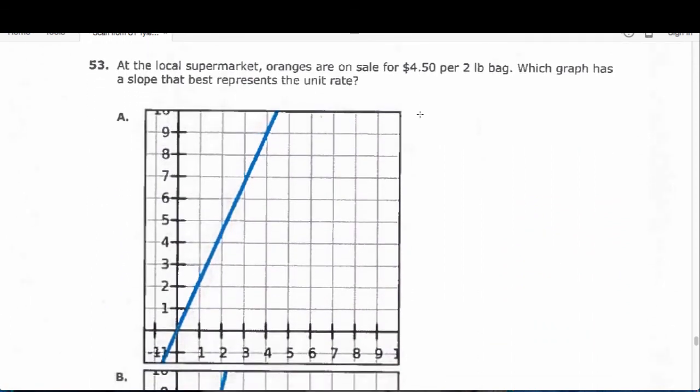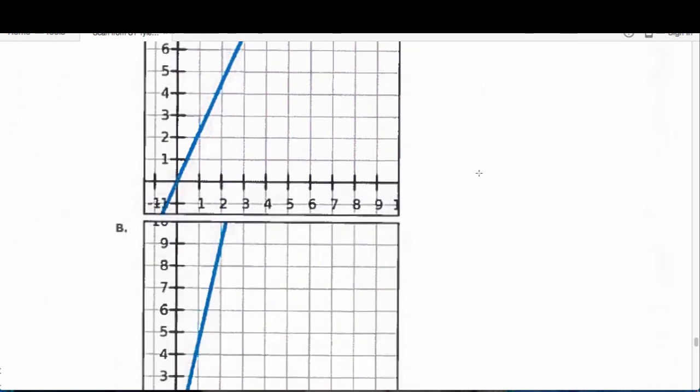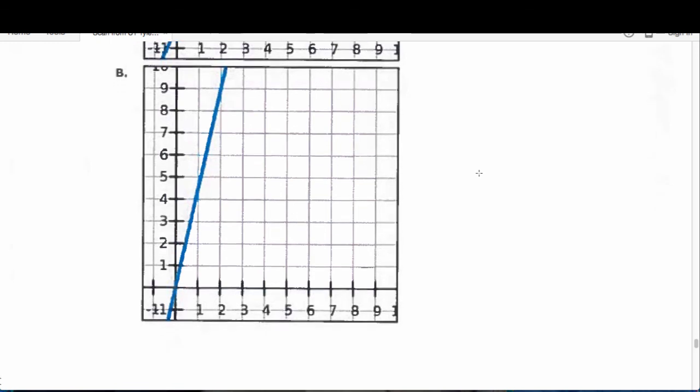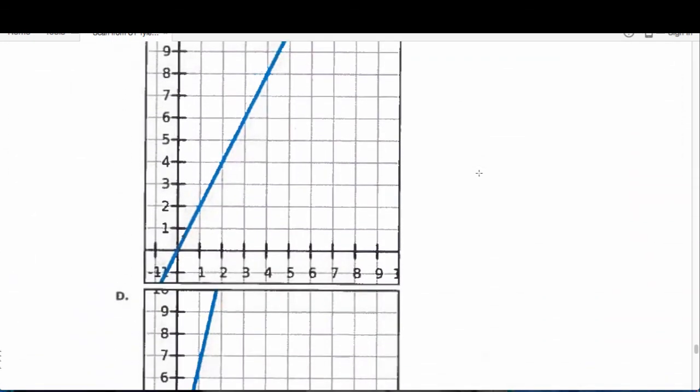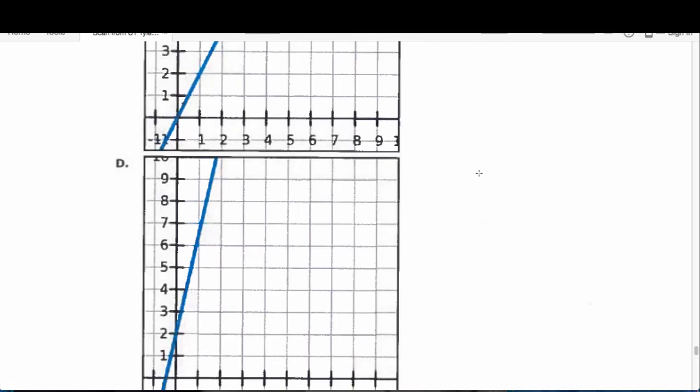Question 53. At the local supermarket, oranges are on sale for $4.50 per 2-pound bag. Which graph has a slope that best represents the unit rate? Graph A, Graph B, Graph C, Graph D.